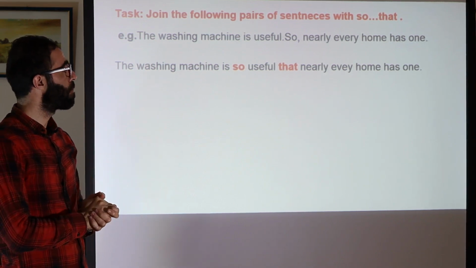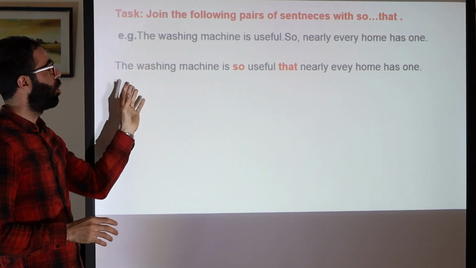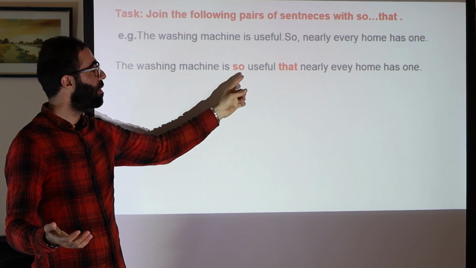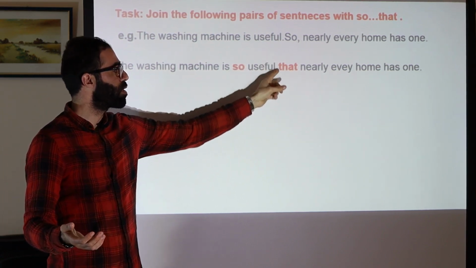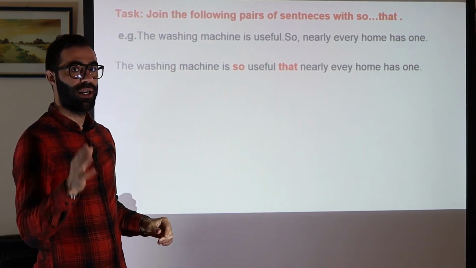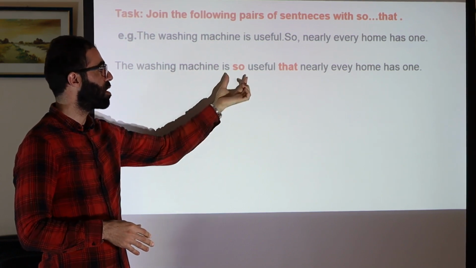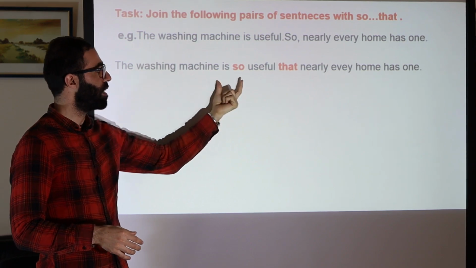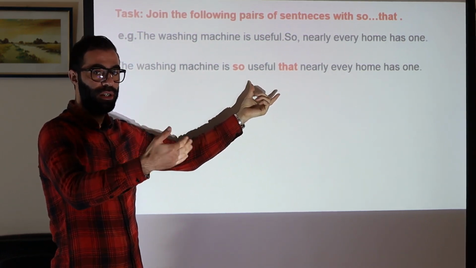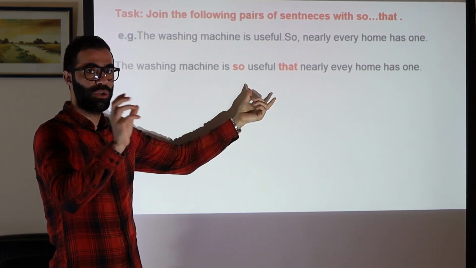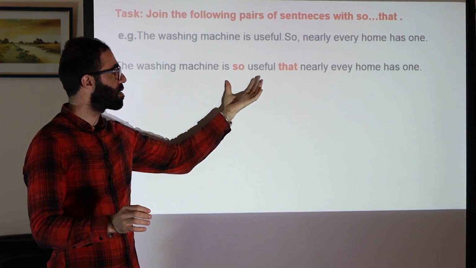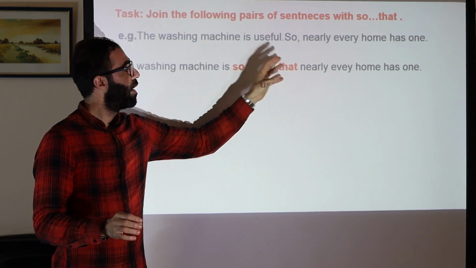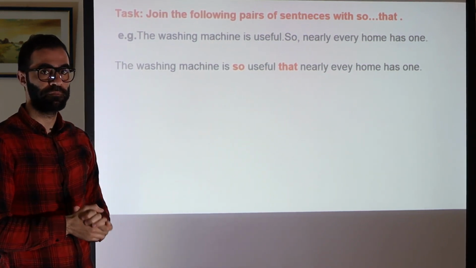What do you notice here? The position of so and that. The washing machine is a subject, is a verb, and then we have useful. So useful, it is an adjective. And make sure that we use so before an adjective. So the washing machine is so useful, and just after we use that. So, adjective, that. Nearly every home has one.